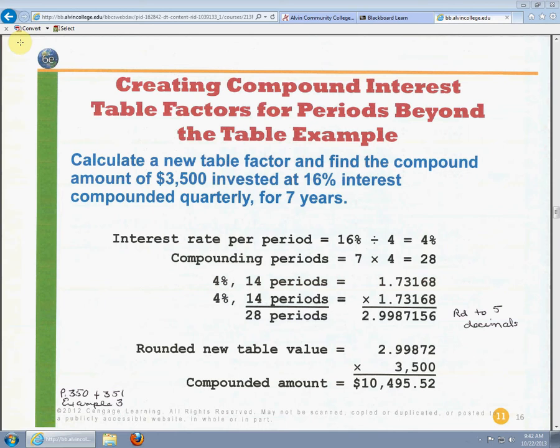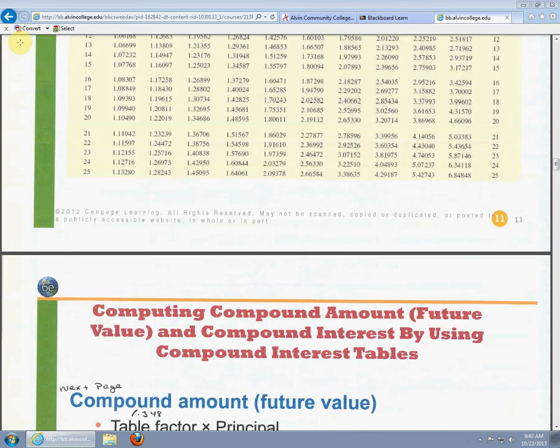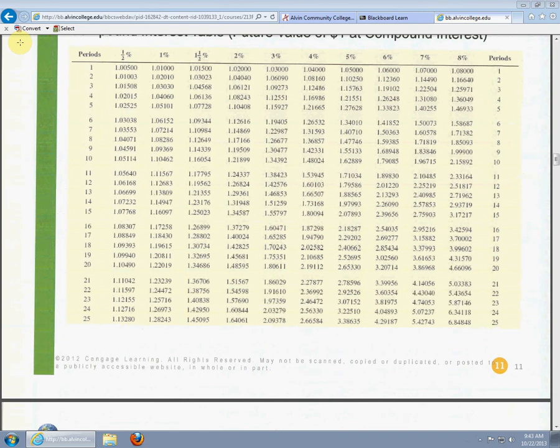Well, we only go to 25, so what do we have to do? It said to divide this in half, so half of 28 is 14 periods. Okay, so look on your table, and you're looking at 4%. Looking at 4%. And you're looking for 14. It's 1.73168, okay?